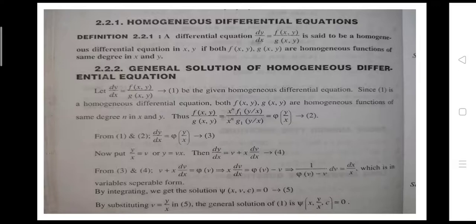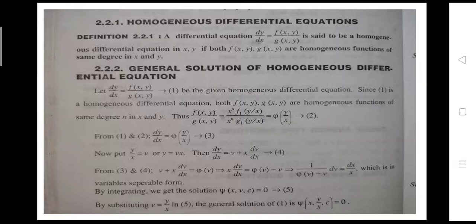What is homogeneous? A differential equation in the form dy by dx is equal to f of x comma y by g of x comma y, where f and g are homogeneous functions of the same degree in x and y only. If f and g are not homogeneous, or are homogeneous but not of the same degree, then we say that it is not a homogeneous differential equation.